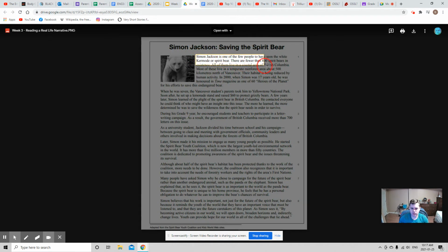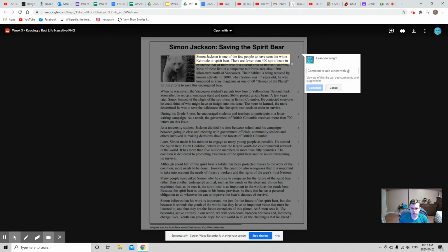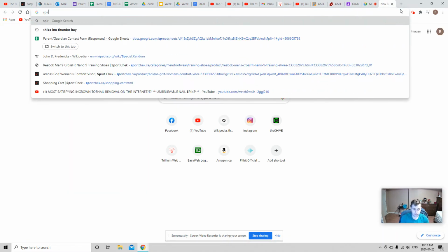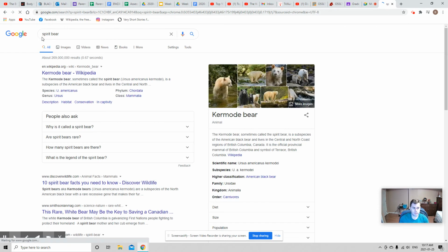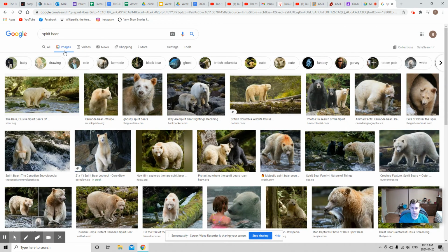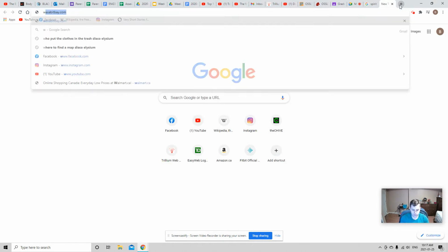Well, it's mentioned right here. The white Kermode bear or spirit bear. Believe it or not, this is a real-life animal. It's like a polar bear, but it's not. It's kind of like a blonde black bear. And they live only in a very specific part of the world.